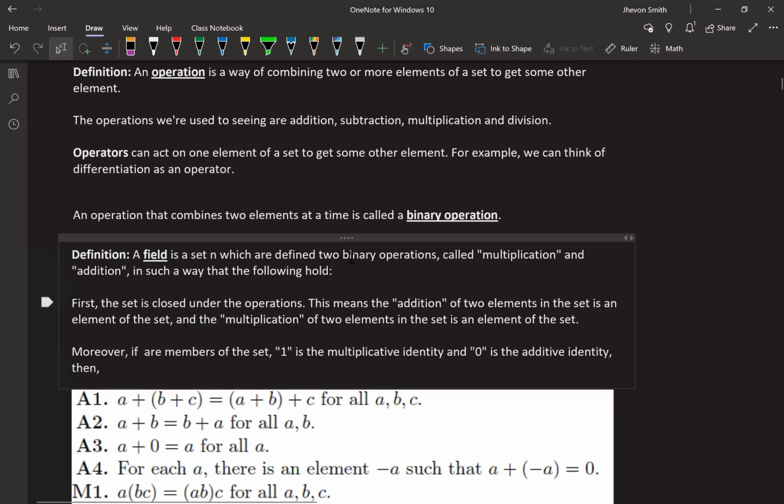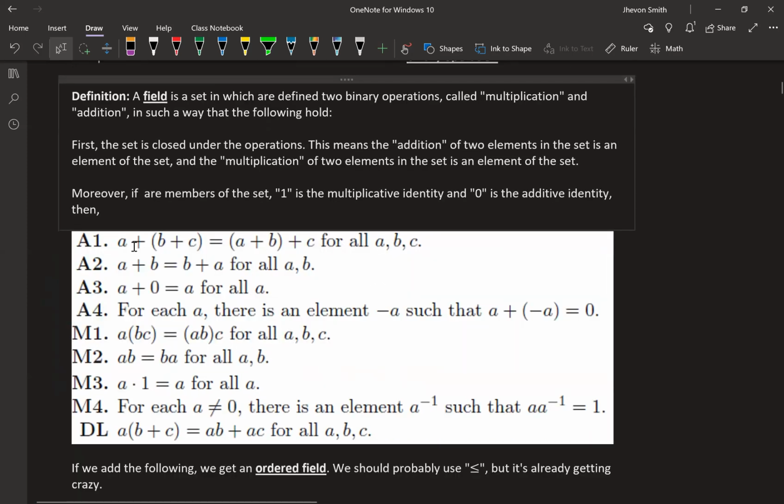A field. Now, a field is a set in which are defined two binary operations. We call these guys multiplication and addition, and it's closed under these operations, which means when you add two elements of the set, you get a third element of the set, and if you multiply two elements of the set, you get another element of the set. And these properties actually hold, right? So basically, addition is associative, addition is commutative. There exists a number 0, quote unquote, which if you add it to anything, you get back the thing.